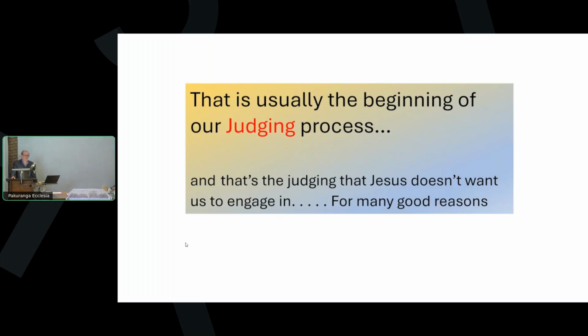And so there's risks for us if we engage in that kind of behaviour. The worst thing we can do for the other person is to destroy them. It may not, but it may. Is it worth the risk?